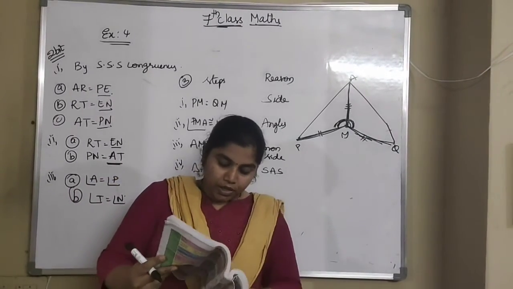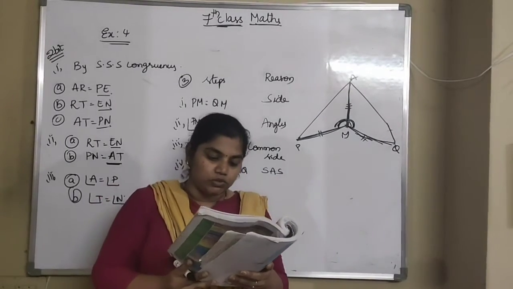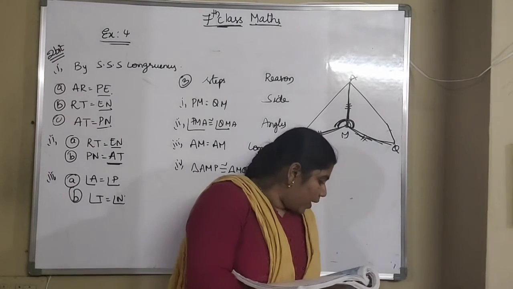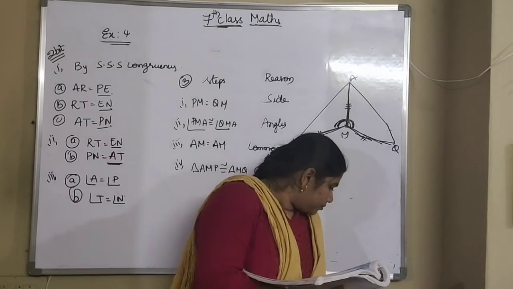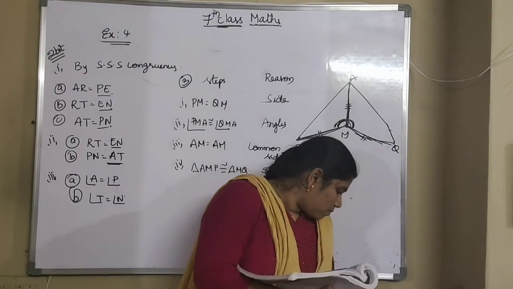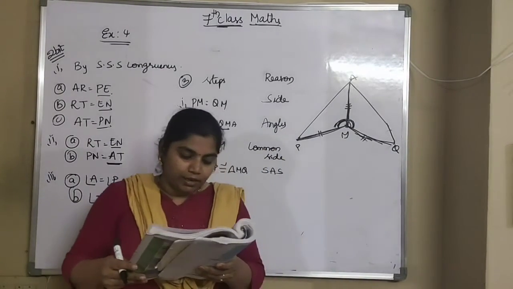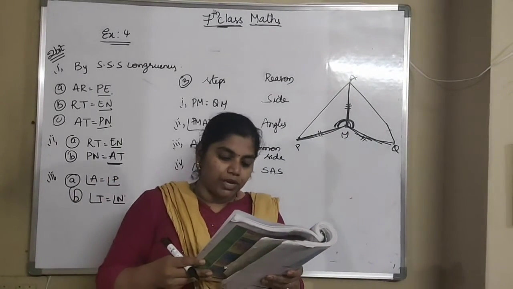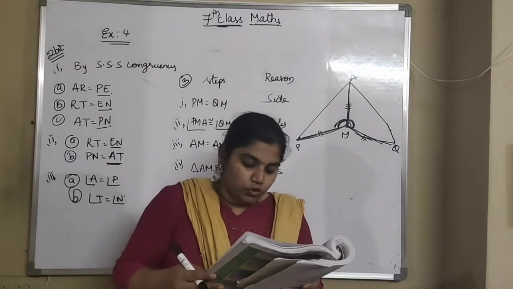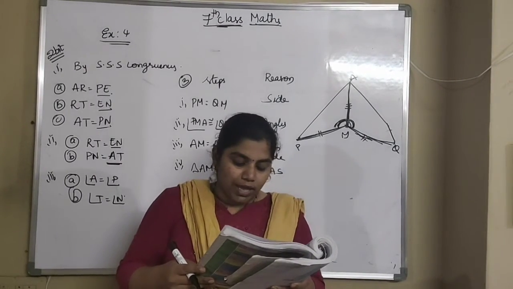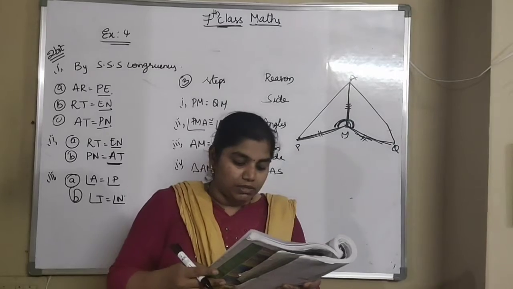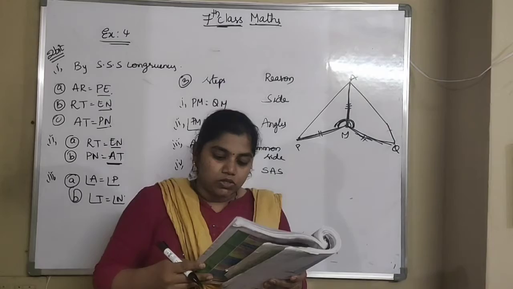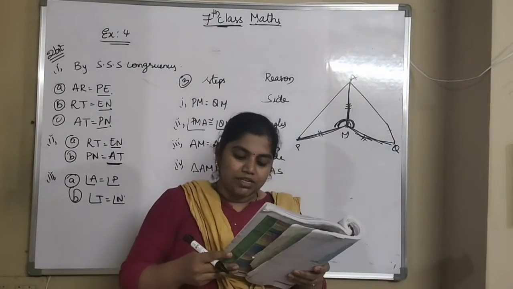So next is, in triangle ABC, angle A is equal to 30, angle B is equal to 40, and angle C is equal to 110. In triangle PQR, angle P is equal to 30, angle Q is equal to 40, and angle R is equal to 110. A student says that triangle ABC is congruent to triangle PQR by AAA congruency criterion. Is he justified?